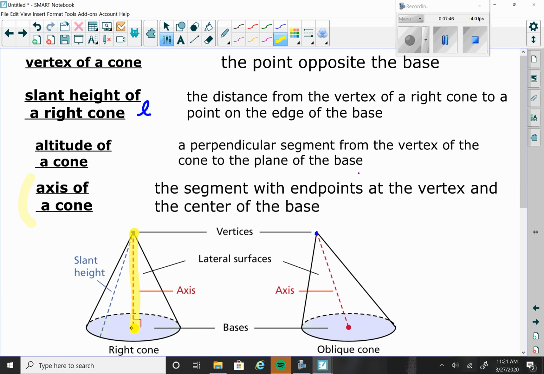So it might be your altitude if you have a right cone, but if you have an oblique cone, that's going to be tilted or slanted. Again, we're not really going to worry about the oblique cones for surface area. We're just going to worry about the right cones. But these are terms that you need to get copied down. So you might want to pause the video and copy some of these down, or go back and put them on your vocab page that you had the pyramid vocab words on. Up to you.